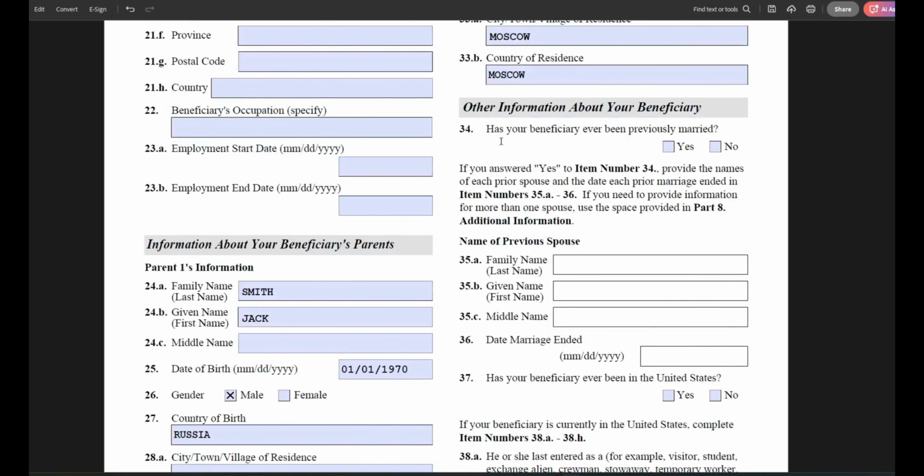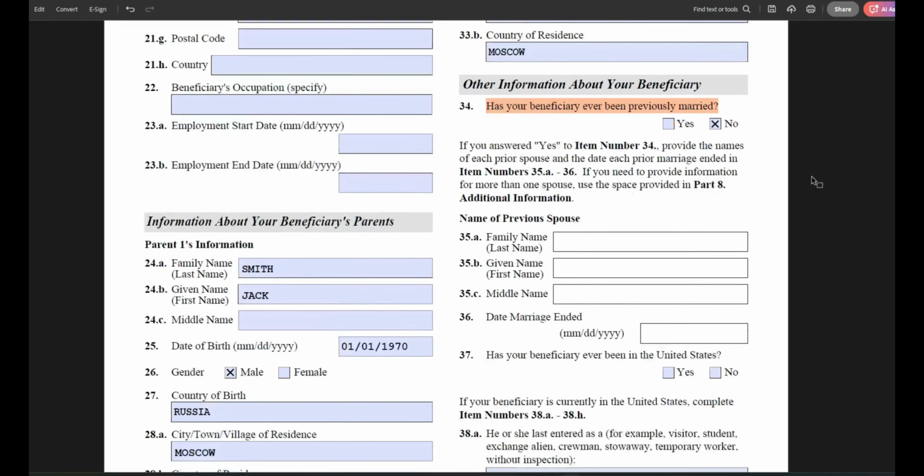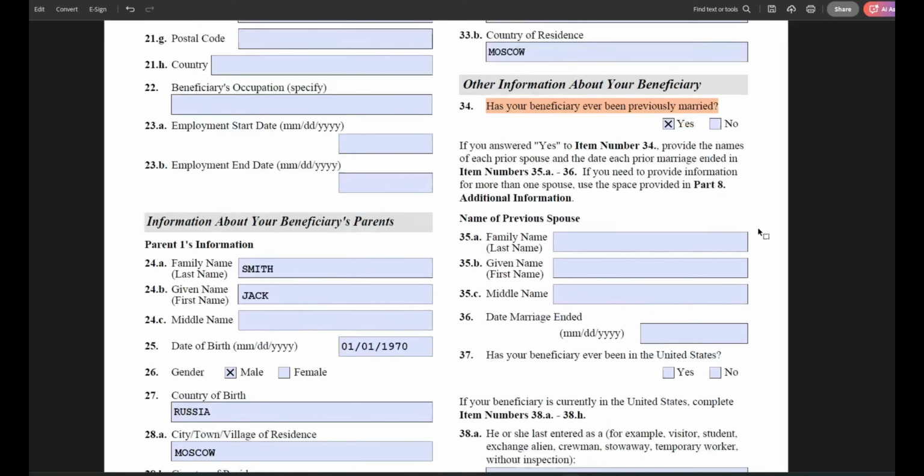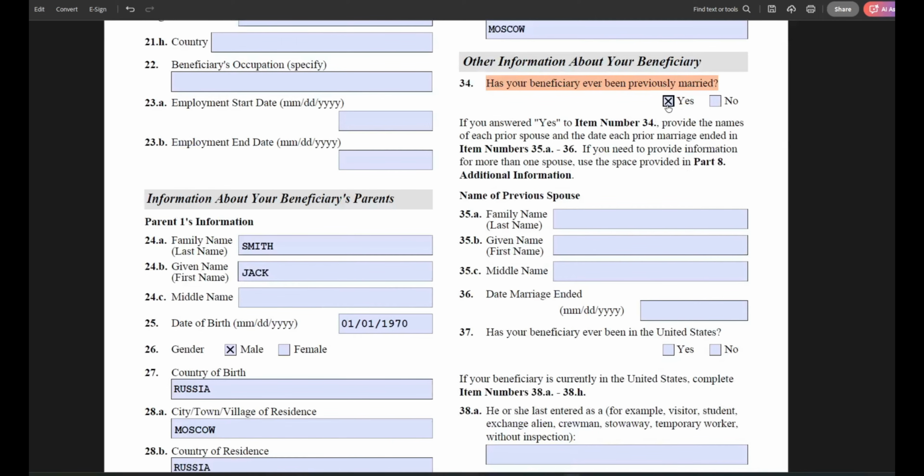The next question asks if the beneficiary has ever been previously married. So if your fiancé has been married before, you will answer yes or no, even if widowed or divorced or annulled. But if not, click no and move forward. Once again, if your fiancé has previously been married, provide the name of that prior spouse here.